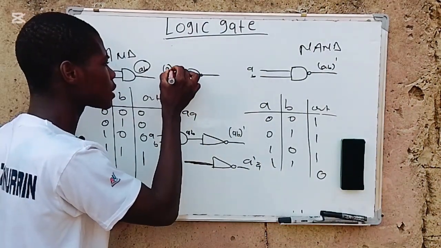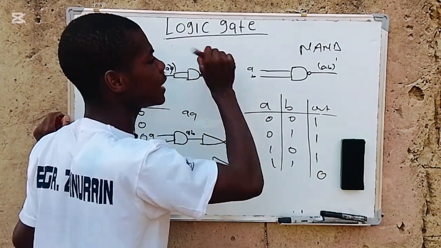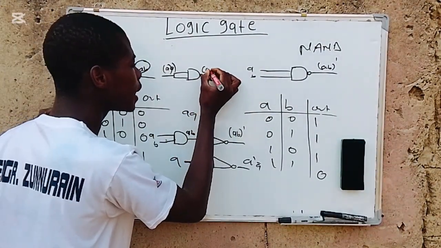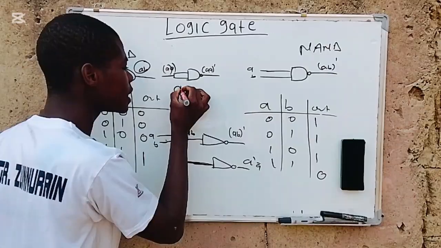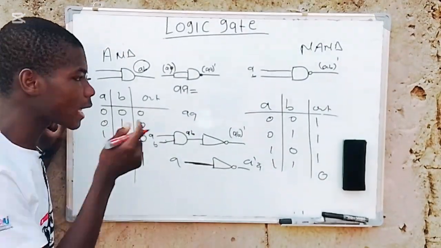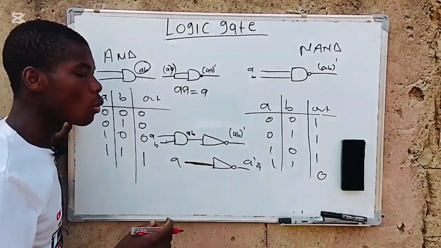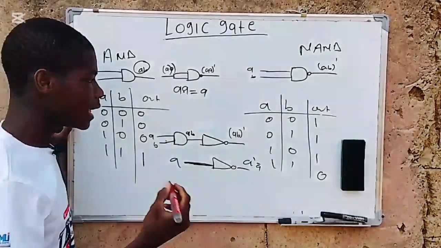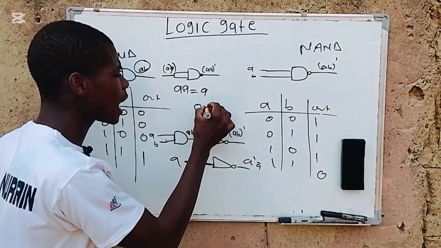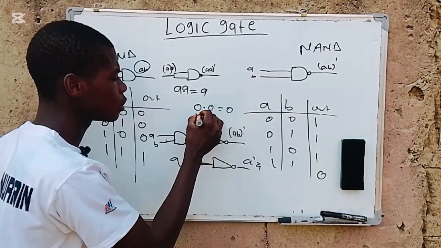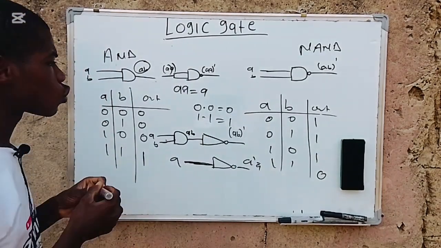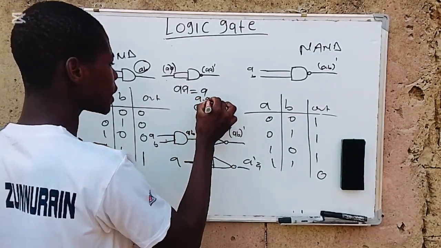So therefore, the output will be (A times A) prime. What is A times A? Can I say A? Someone will ask how. But it's the same as saying 0 times 0, which is 0, and 1 times 1, which is 1. So therefore A times A will be A.